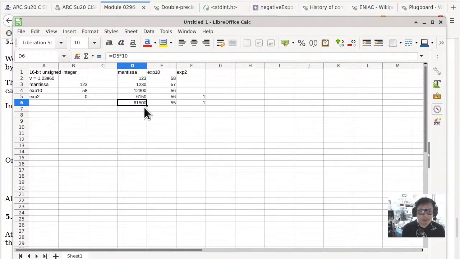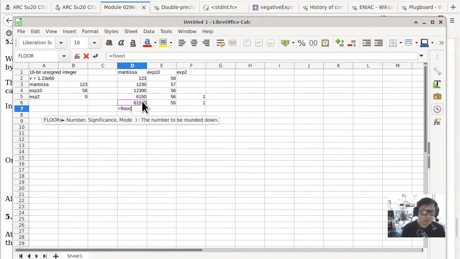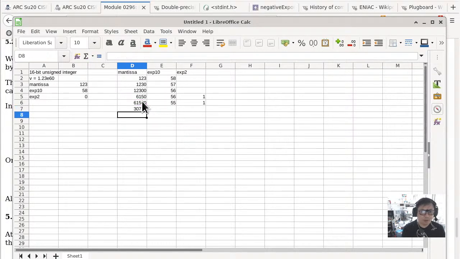So now we look at this number, 61,500. We cannot multiply this by 10 anymore because if I did, it would exceed the value range of a 16-bit unsigned integer. So what we'll do is divide it by 2. And remember, last time when we divided by 2, we should do a floor: this value plus 1, the whole thing divided by 2, and take the floor.